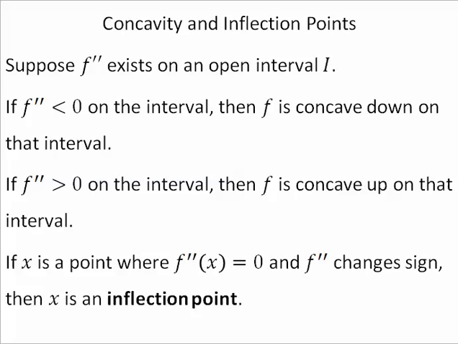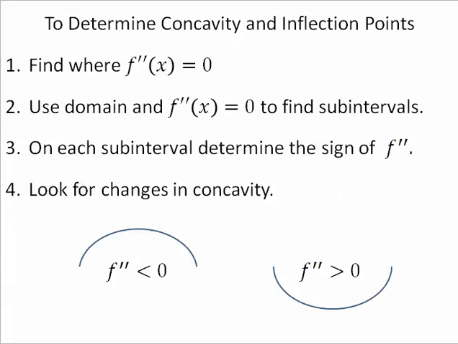It's kind of cool. Now, if x is a point where f double prime is equal to 0, and if f double prime changes sign, and so I'm going from concave up to concave down or concave down to concave up, when that happens, when I change concavity, then x is called an inflection point. To determine concavity and inflection points, we're going to follow these 4 steps, and we'll do an example in part 2. I'll see you then.